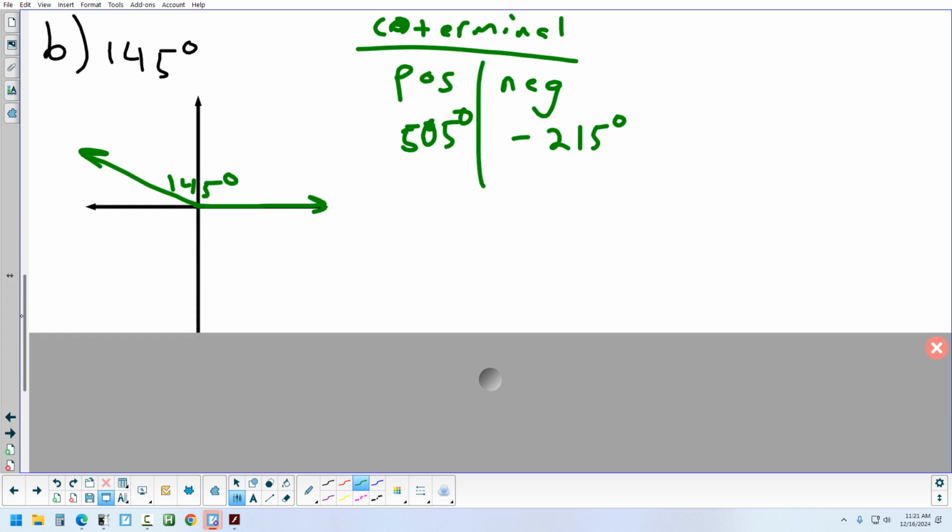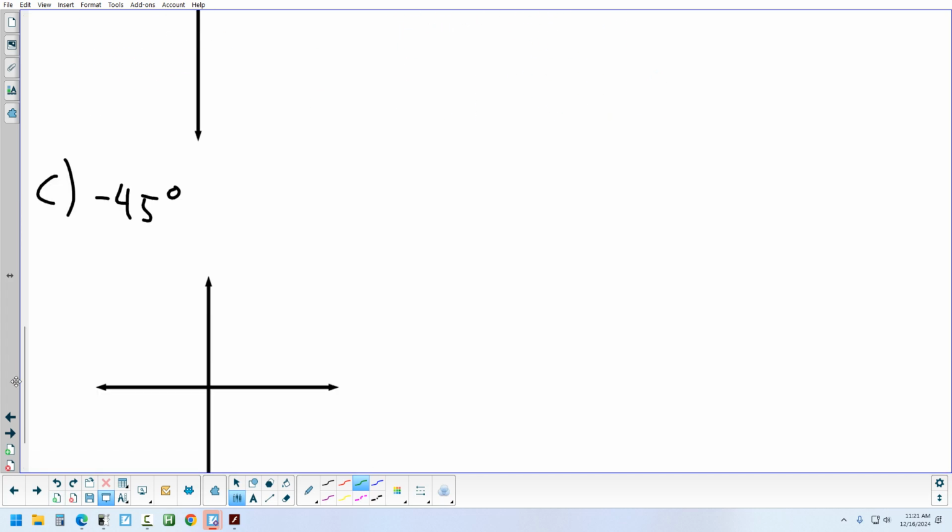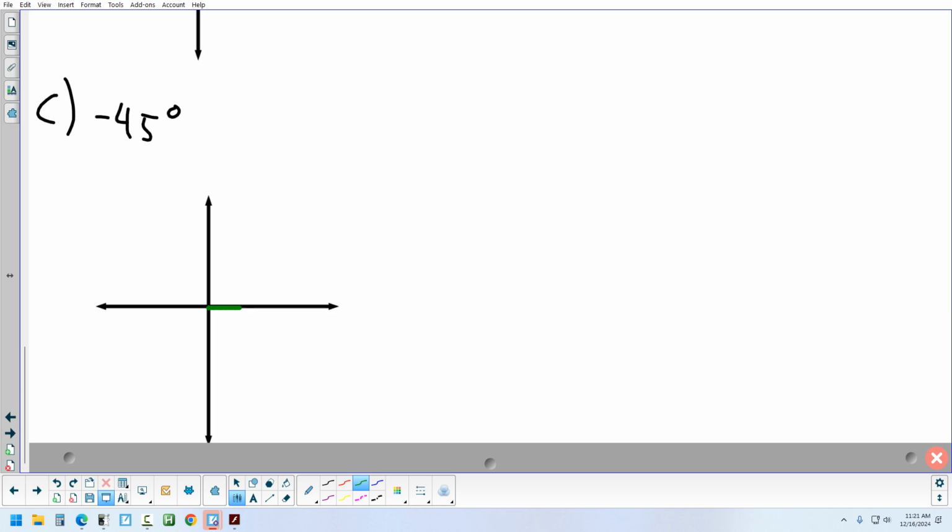There's that one. And this one, negative 45. Where is the terminal side going to be this time? Start with the quadrant. Quadrant 4. Closer to the x, closer to the y, or right in the middle?